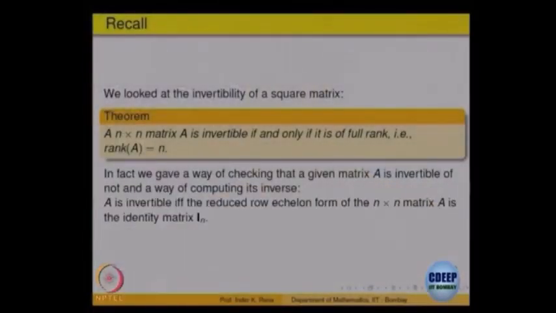So, this was the theorem that we proved last time, that an n cross n matrix is invertible if and only if it has full rank, that is, the rank of the matrix is n, and that is equivalent to saying that the reduced row echelon form is identity. And that process of converting the matrix to reduced row echelon form also gives you a way of finding the inverse. So, today we are going to look at another concept called determinants of a matrix, which will also relate to invertibility of the matrix.